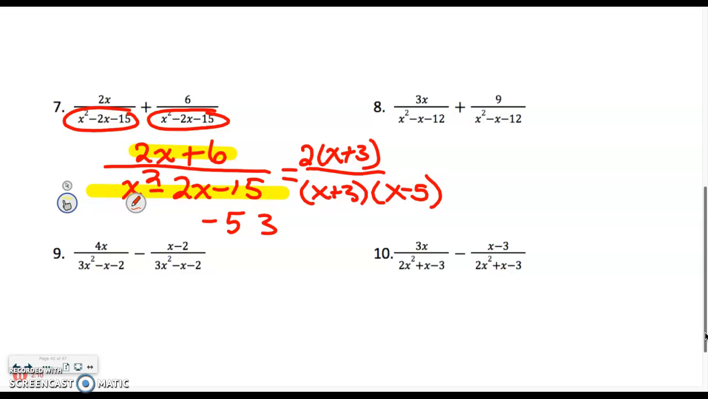And then, Nick, what am I going to cancel off? What's the same on the top that's on the bottom? X plus 3. Thank you. All right, and that's your final answer. So this whole first page, you're just going to keep the bottoms, add or subtract the tops, and then factor and cancel. All right, and that was 11 for A, the day before yesterday.